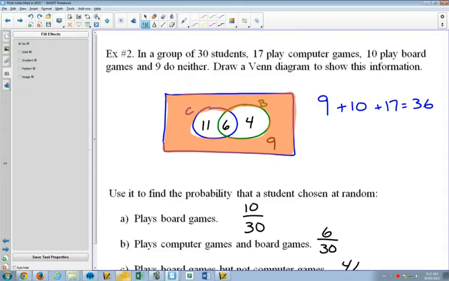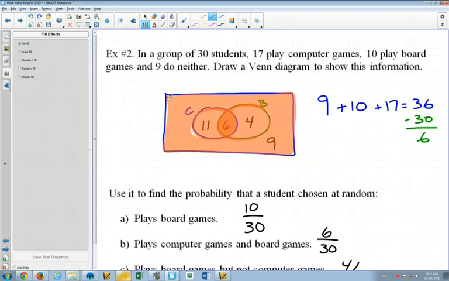Then if I add my 10, that'll be this circle here. Then if I add my 17, that'll be this circle here. Can you see that I added the middle section twice? And how much bigger than 30 am I? I'm over by 6. And since I added that middle section twice, that tells me that there has to be 6 in that middle section. Does that make sense logically, how we can figure out that that middle number has to be 6?